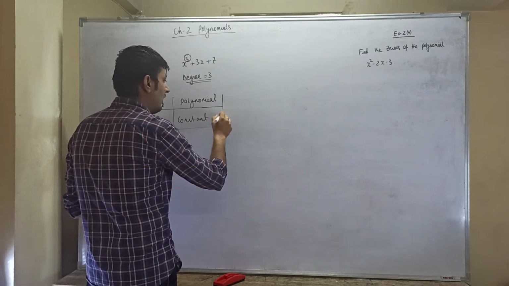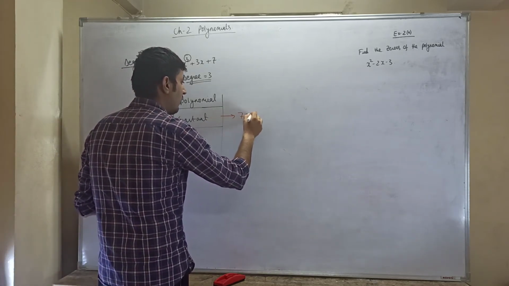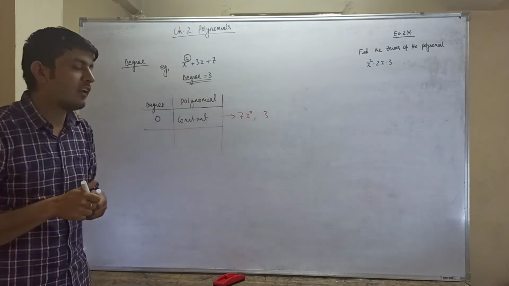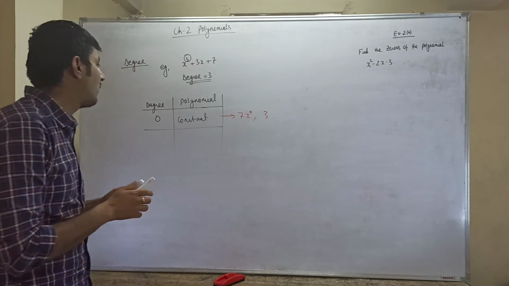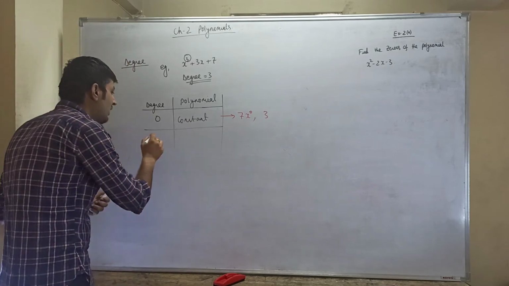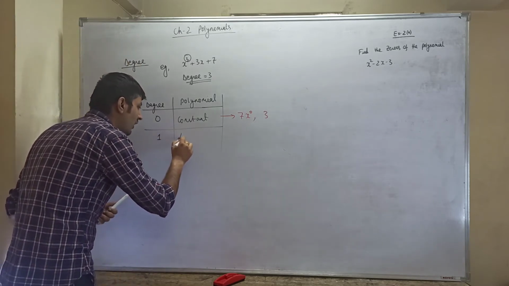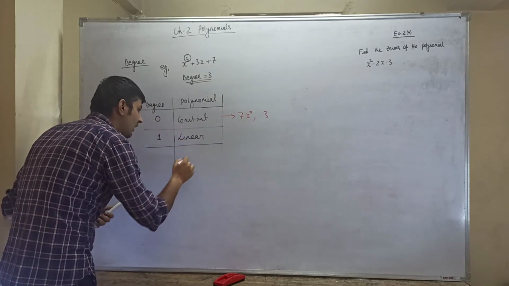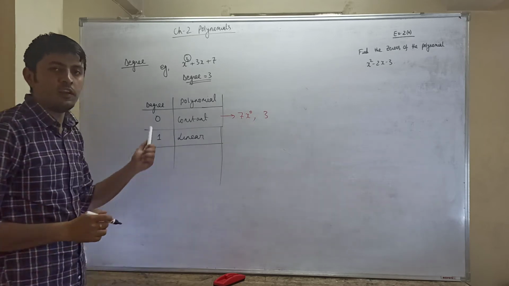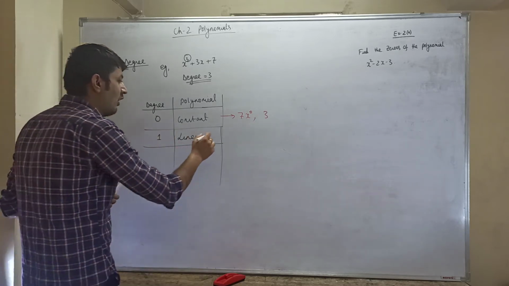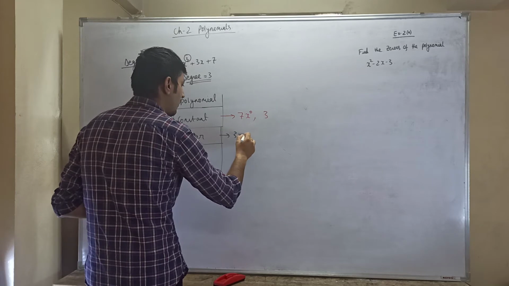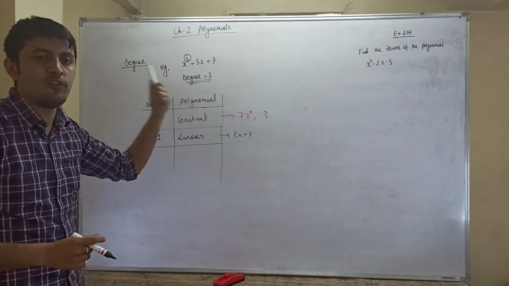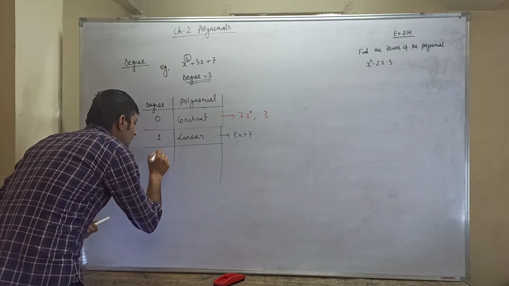As example, you can take 7x to the power 0 or 3x to the power 0. When the degree is 0, it is called your constant polynomial. Now when the degree is 1, it is called your linear polynomial. Example, you can take 3x plus 7. You can write any expression, but the degree has to be 1. Then you go to the next.